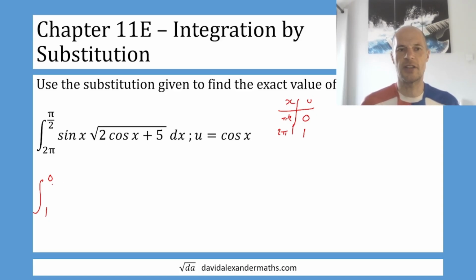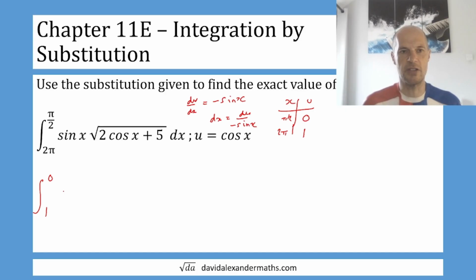Does seem a bit odd that the larger one is on the bottom, but let's see what happens. So now we're just going to do our usual du by dx. So du by dx is negative sine x. So therefore, what is dx? Well, dx is going to be du over minus sine x.